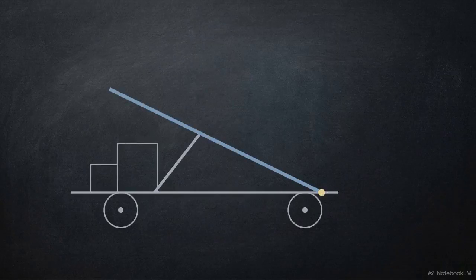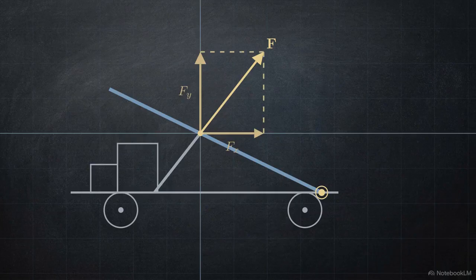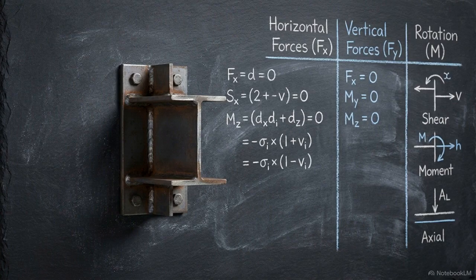To guarantee equilibrium, we translate loads into orthogonal components. We map the cylinder's angled force vector, resolving it into horizontal and vertical parts on a Cartesian grid. Acting at a distance from the hinge, it generates a rotational effect, a moment. Isolating these translational and rotational effects allows engineers to define the precise variables required to evaluate structural stability under load.